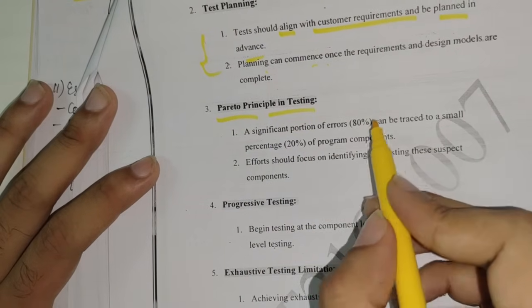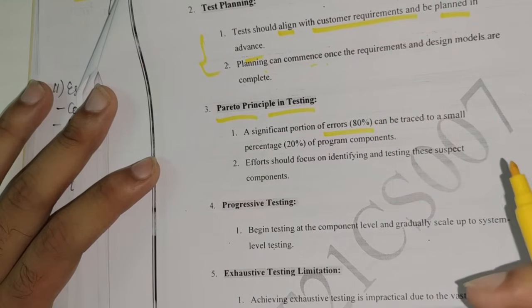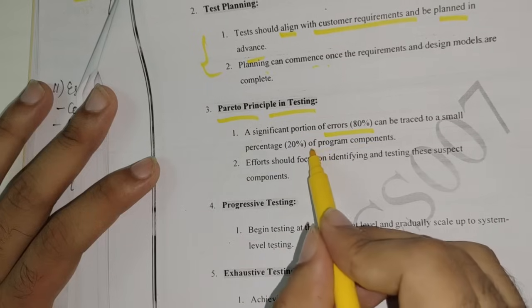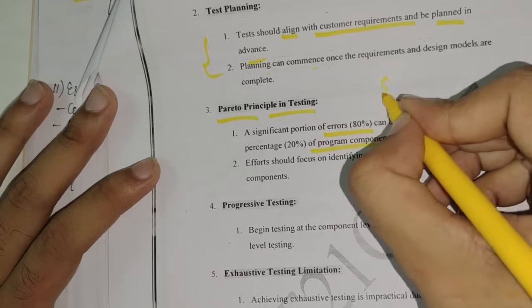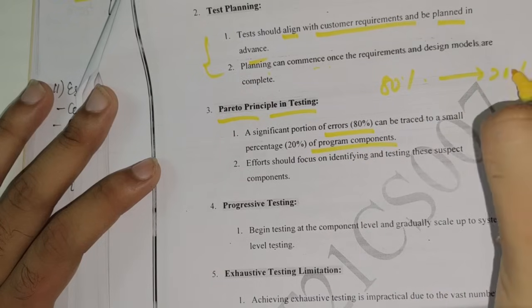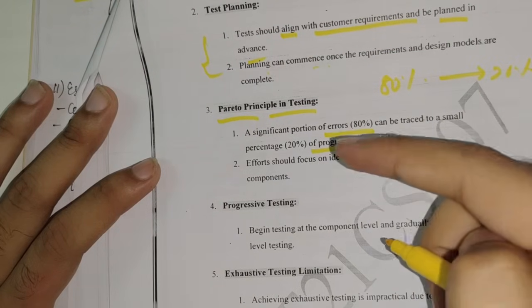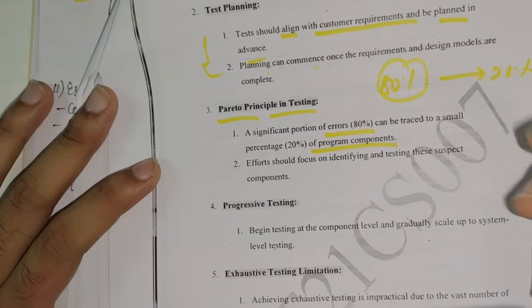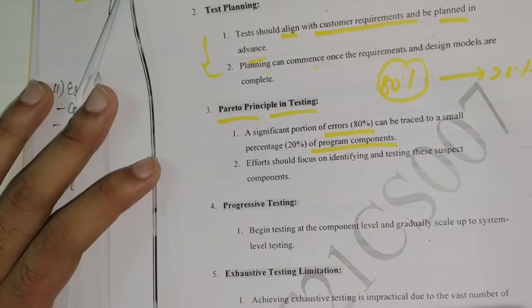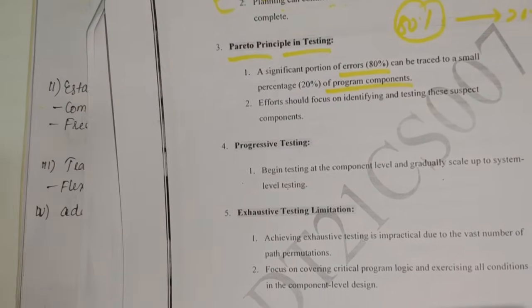A significant portion of errors, 80% of errors, can be traced to a small percentage of program components. 80% of program errors can be traced to 20% of program components. That is, efforts should focus on identifying these problems and testing these suspect components. So that is what this principle speaks of.